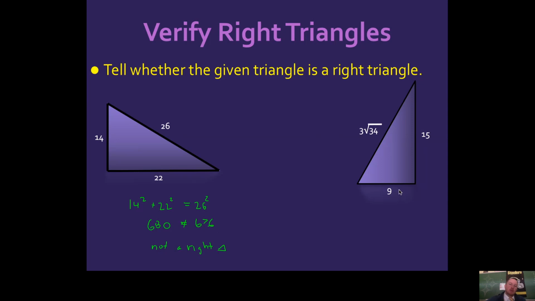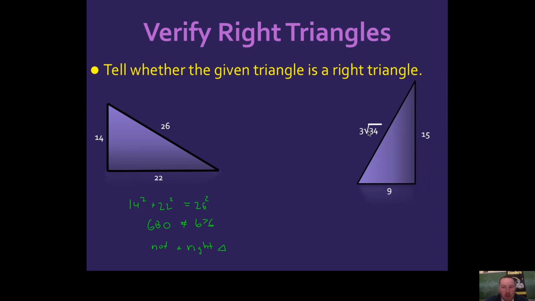Let's try this one. 9, 15, and another length. Notice how this length has a radical in it. And I know that automatically looks confusing. Is this side bigger than these sides? You need to know that because you need to know which side is the longest. Obviously 15 is bigger than 9. Is 15 bigger than this?